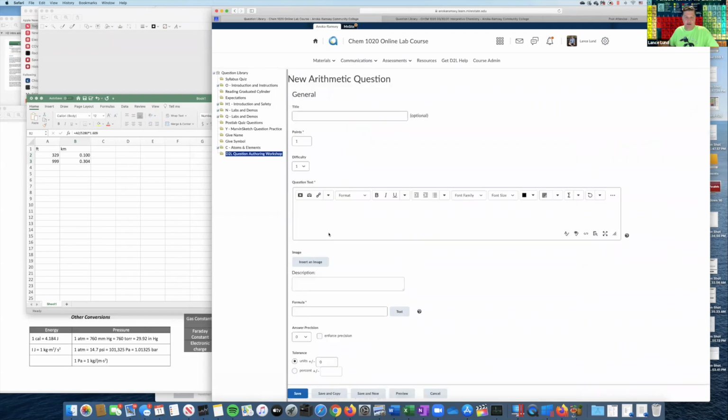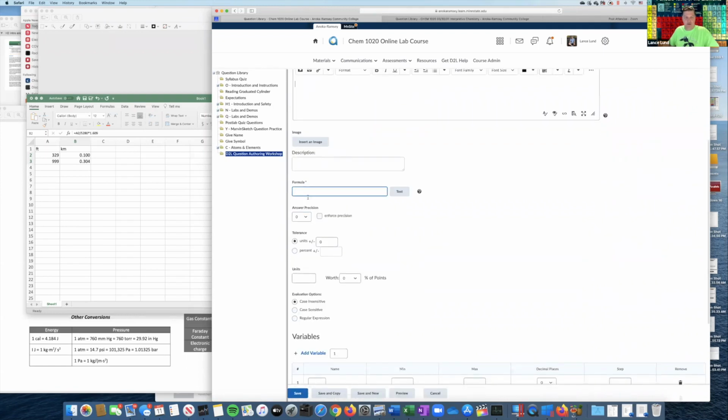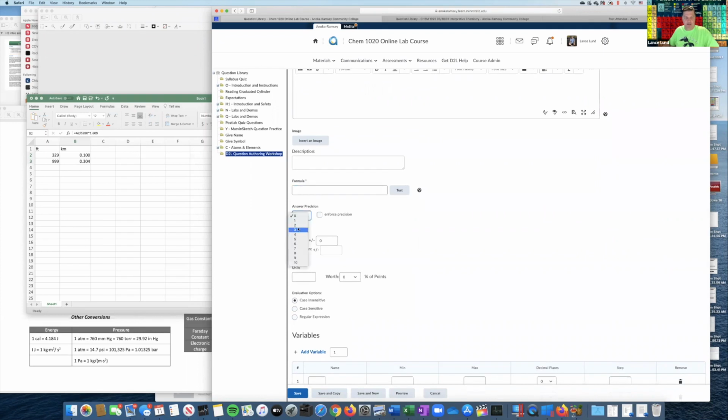So you create an arithmetic question, title it, write out your question, put in your formula, and specify the precision. I always choose to enforce the precision. Then you want to set the tolerance. Make sure that your tolerance matches whatever the last digit is. So if you want it out to 5 decimal places, then you are going to specify this here to go out to 0.00001.